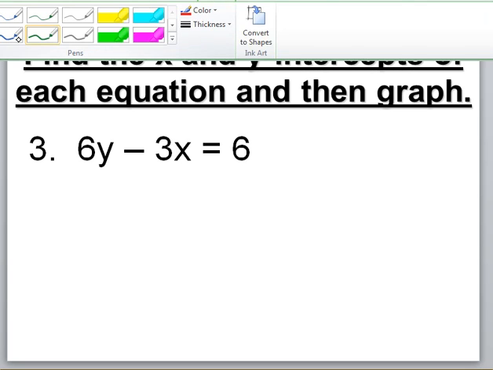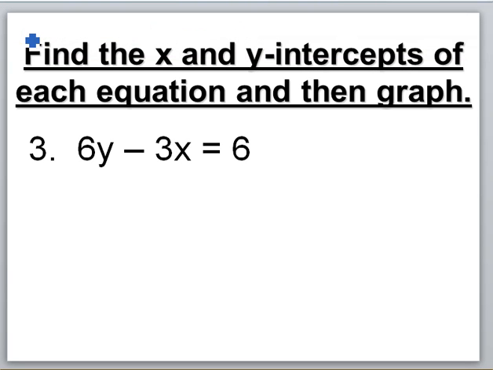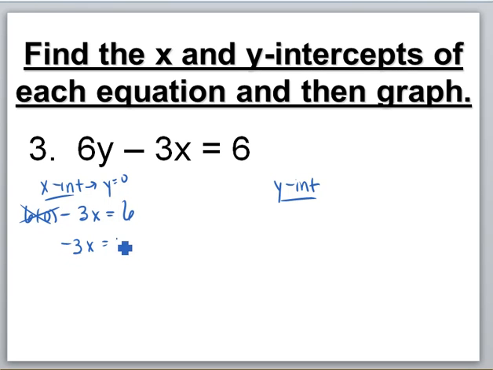This one looks a little different just because of the setup, but it is still solved the same way. So I will find the x-intercept and the y-intercept. The x-intercept is found by plugging in 0 for y. So I have negative 3x plus 6 times 0 equals 6. This creates 0. So I have negative 3x equals 6. Divide by negative 3, and I get x is equal to negative 2. So my x-intercept is equal to negative 2.